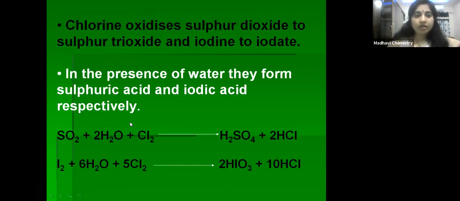Next, some more. Chlorine oxidizes sulfur dioxide to sulfur trioxide, that means SO2 to SO3, and iodine to iodate. But this sulfur trioxide and iodate, in presence of water, convert into sulfuric acid and iodic acid. What is the formula of iodic acid? HIO3. Okay. So chlorine, when it reacts with sulfur dioxide, converts it into sulfur trioxide. But in presence of water, what will we get? Sulfuric acid, H2SO4, plus HCl.